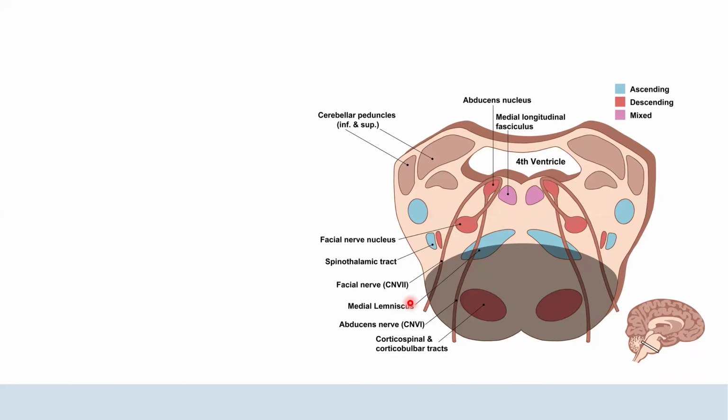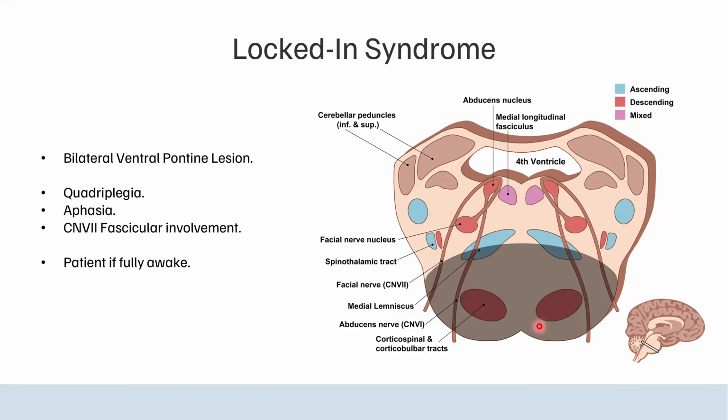So if I have this type of lesion here, I'm affecting both of these, which are the corticospinal tracts, the pyramids. And that is what you were just talking about. This happens when I have an issue with the basilar artery, and this is called locked-in syndrome. This is a bilateral ventral pontine lesion where I have quadriplegia, I have aphasia, and I have fascicular involvement of cranial nerve number 7. So the patient is fully awake, okay?